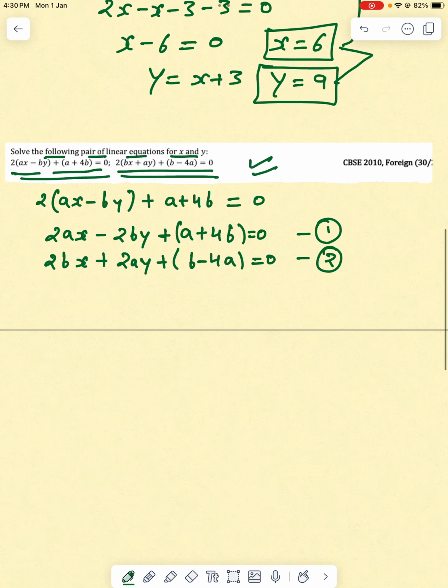So how will you solve this? I am doing it by the cross multiplication method.